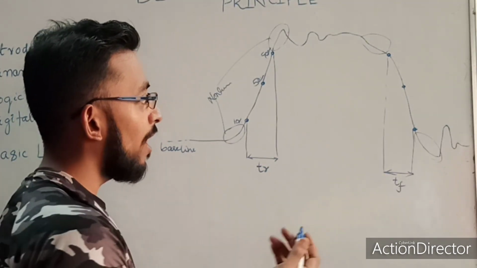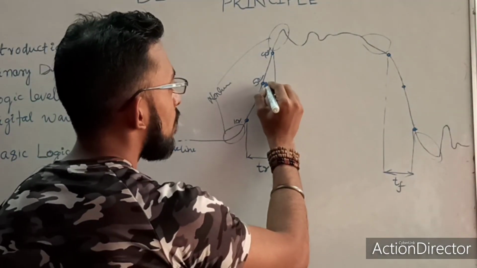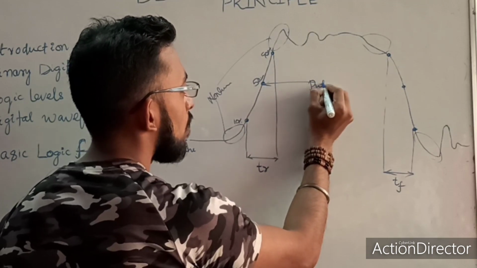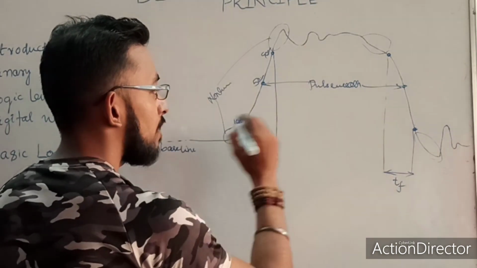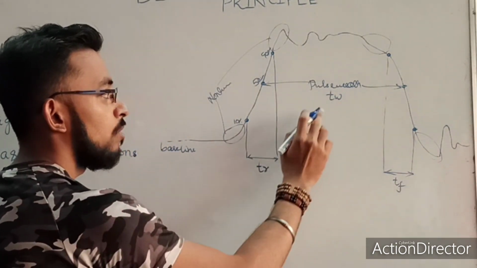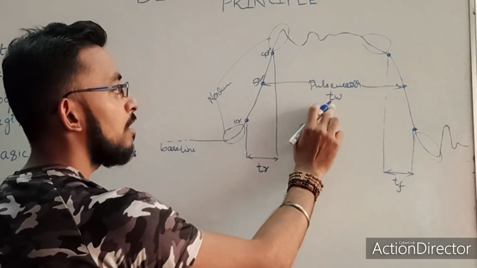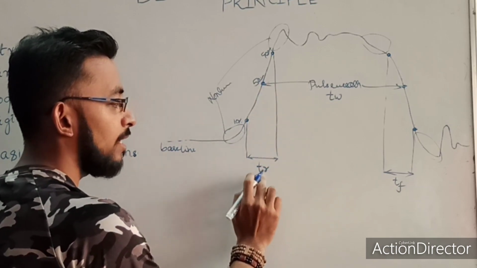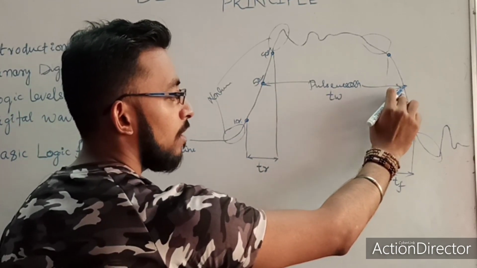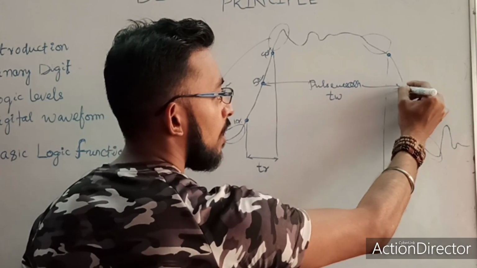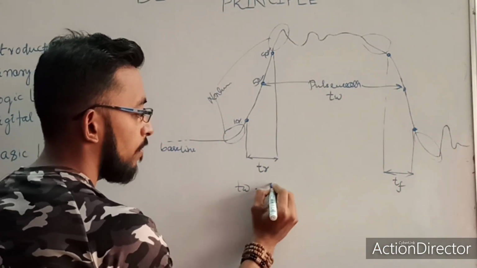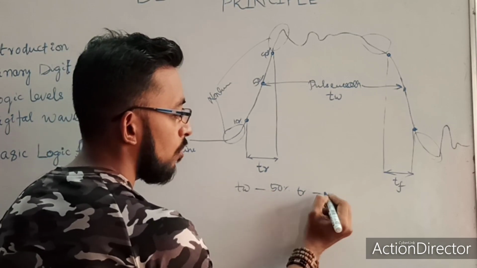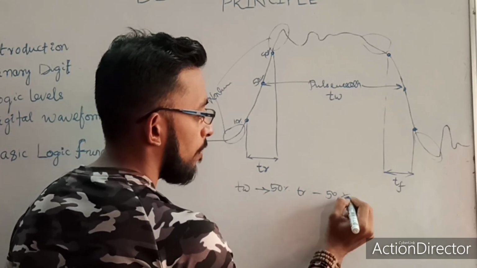Then one term that is here is called pulse width. It means what is the width of my pulse, that is represented by TW. So how to find this TW? The TW is nothing but 50% of the rise time to 50% of my fall time. Let's draw it. Let's take this is the 50%. So what is my TW? It will be from the 50% of my rise time to 50% of my fall time.